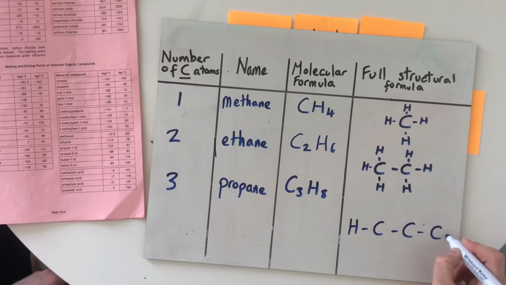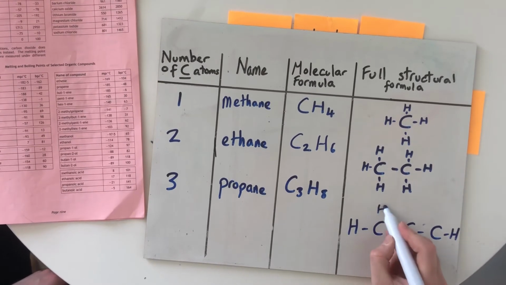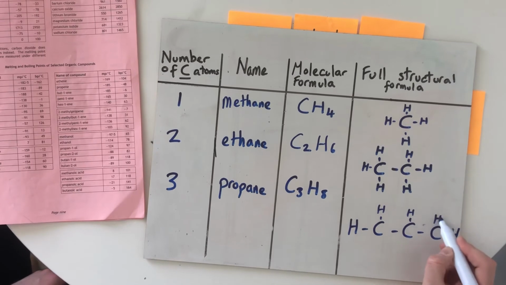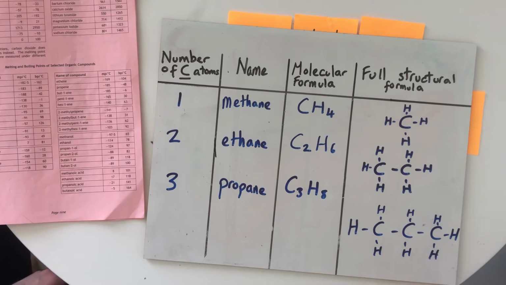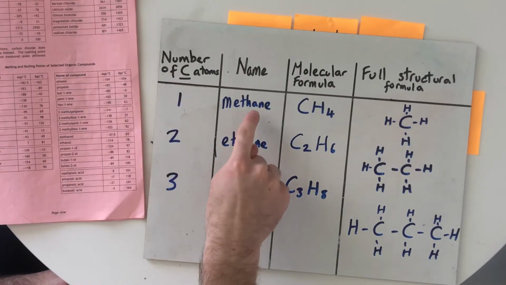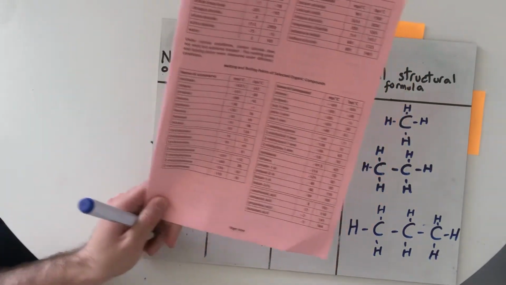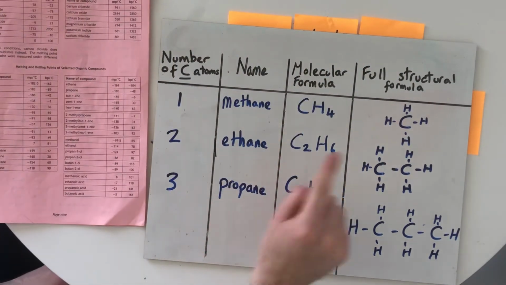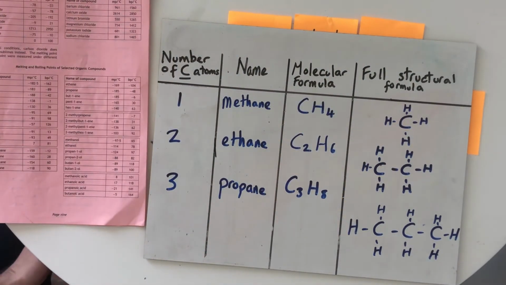This time I'm just going to draw the carbon chain in first, then add my hydrogens, making sure each carbon has got 4 bonds and only 4 bonds. And there we go. So now we'll know the relationship between the number of carbon atoms, the names of the molecule, which you can always find on page 9, the molecular formula, and the full structural formula. This pattern goes on. As you add another carbon on, you're going to have to add another 2 hydrogens on. So that would give us C4H10. And you can continue that as long as you want.